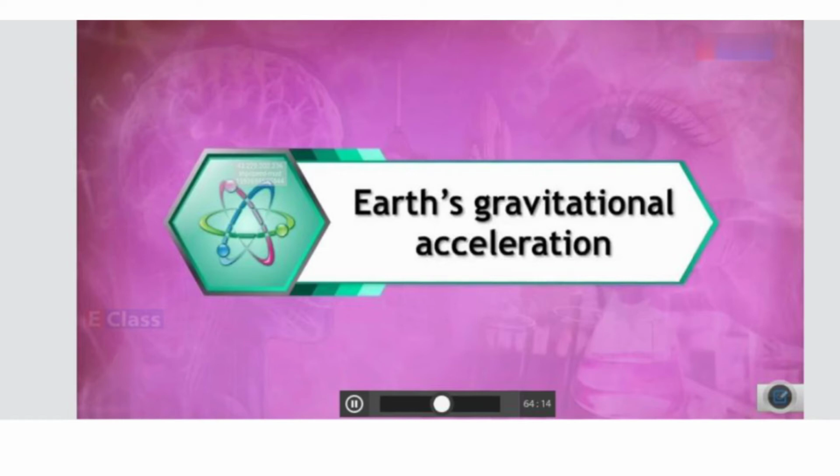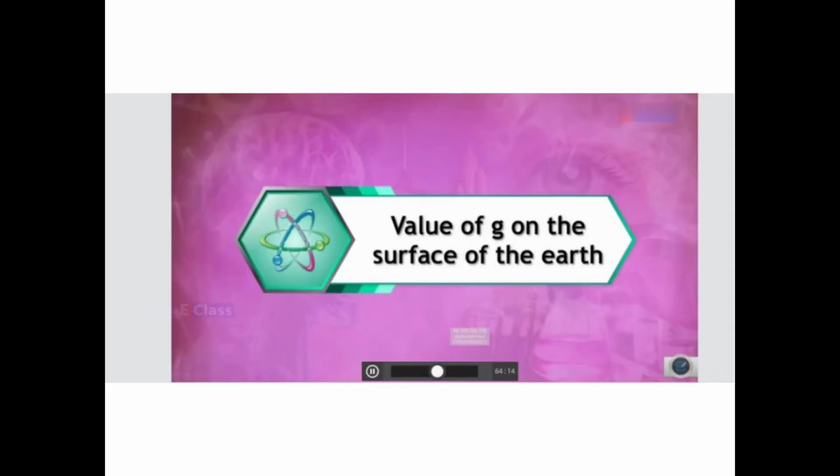As Earth exerts the gravitational force on all the objects near to it, therefore, according to Newton's second law, it results in acceleration because F is equal to ma. So, the gravitational force due to the earth on the body results in acceleration, and this acceleration is called the acceleration due to gravity, and it is denoted by the letter small g.